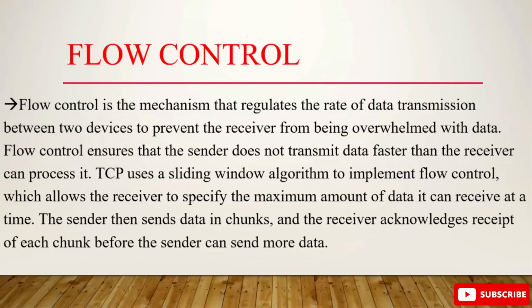Flow control is the mechanism that regulates the rate of data transmission between two devices to prevent the receiver from being overwhelmed with data. Flow control ensures that the sender does not transmit data faster than the receiver can process it. TCP uses a sliding window algorithm to implement flow control, which allows the receiver to specify the maximum amount of data it can receive at a time. The sender then sends data in chunks, and the receiver acknowledges receipt of each chunk before the sender can send more data.